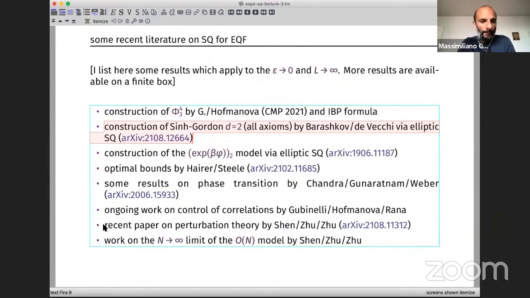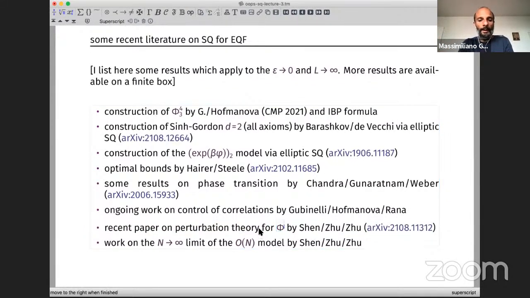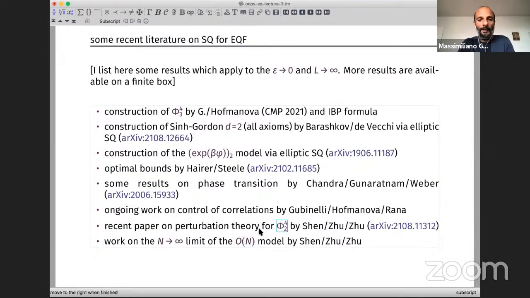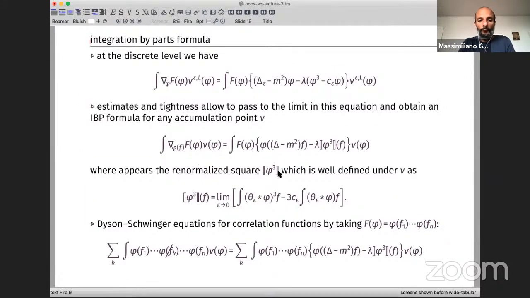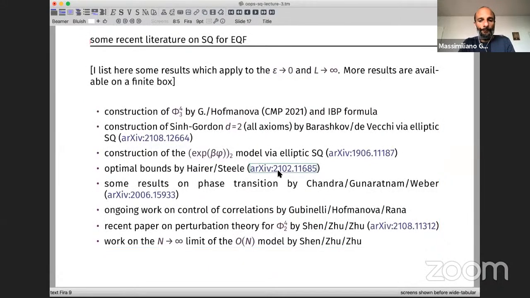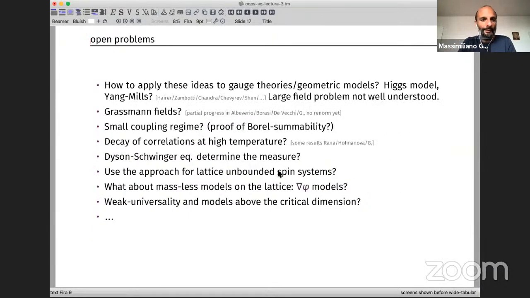And then there is a recent paper on perturbation theory, which used the integration by parts formula for Phi^4_2. It really appeared like 2 or 3 days ago, I don't know, recently. But this tells you how to use, for example, this integration by parts formula to derive a perturbation theory. I didn't read it yet, I skimmed over it. I wanted to mention it in this lecture.